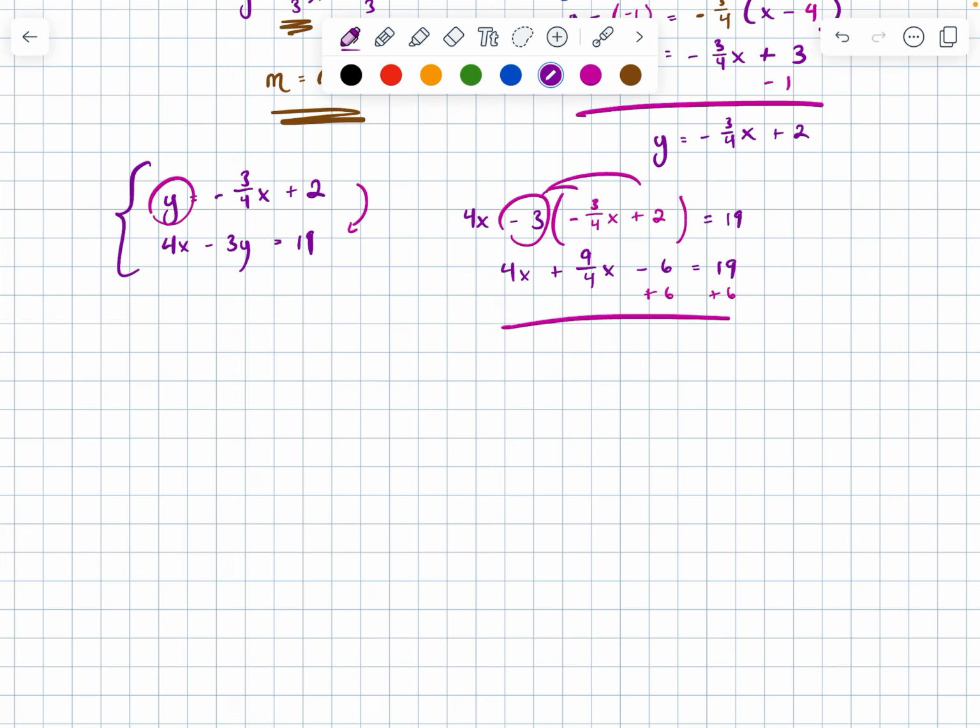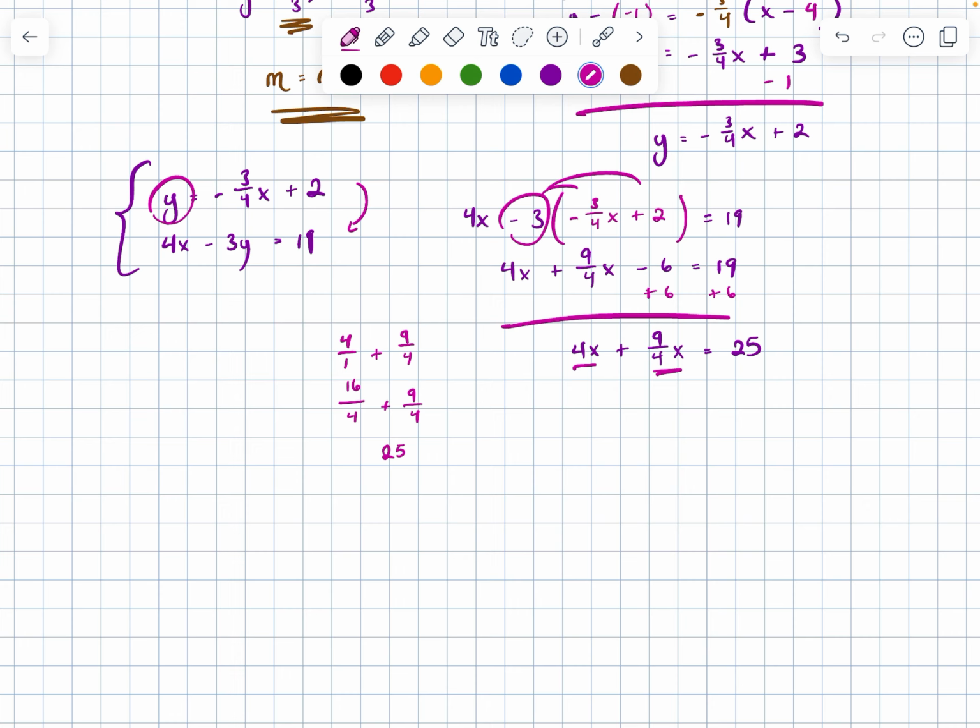Let me add 6 to both sides. If I wanted to, I could have combined my like terms first. That's totally fine. I've got 4x plus 9/4 x equals 19 plus 6, which is equal to 25. From here, I've got 4x and 9/4 x that I need to combine. In order to do so, I need a common denominator. So I've got 4 over 1 plus 9 over 4 over here to the side. I need to rewrite 4 over 1 as a fraction of 4. 4 over 1 is equivalent to 16 over 4. 16 plus 9, interesting, we've just noted, is 25 over 4.